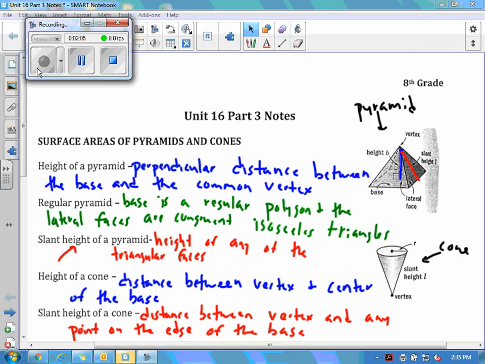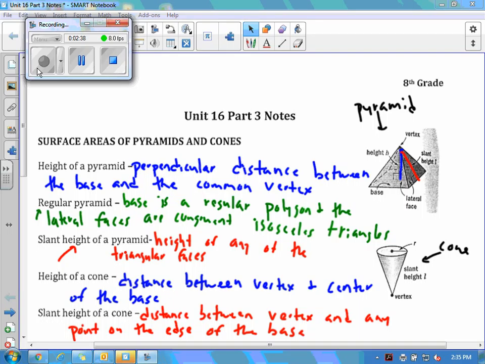As I mentioned, I talked about regular pyramids. If you look at this definition in green, it says for a regular pyramid, the base is a regular polygon. Remember, regular means all the sides are the same length. And the lateral faces are congruent isosceles triangles. So what that means is our base is a square or a triangle with sides that are all the same. And then our faces are all congruent. They're all equal. Our lateral faces, all the triangles, are equal. And they're isosceles, meaning two of the sides are the same. Okay, so we're only talking about regular pyramids.